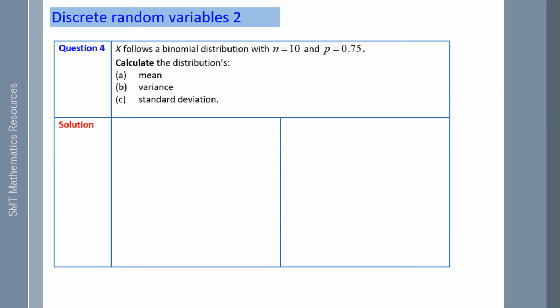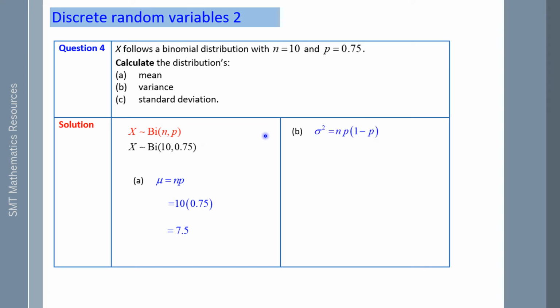Question 4. X, which is a random variable, follows a binomial distribution with n equaling 10, the sample size, and the probability of success being 0.75. Calculate the distribution's mean. This is saying that our random variable is binomial where n is 10 and the chance of success is 0.75. So our mean is n times p, 10 times 0.75. We're expecting to get 7.5 shots or 7.5 successes.